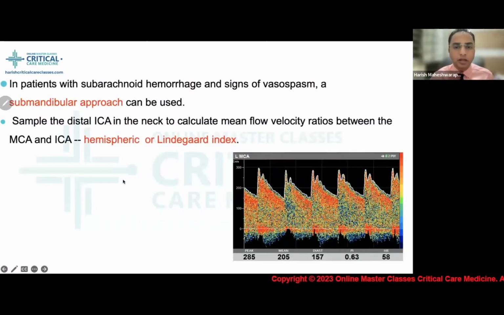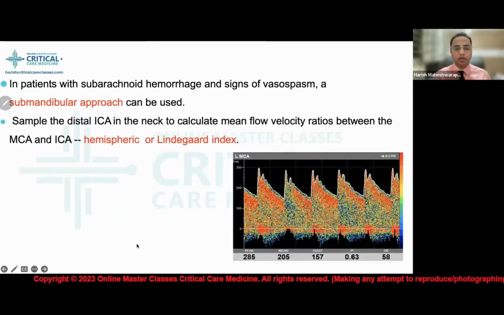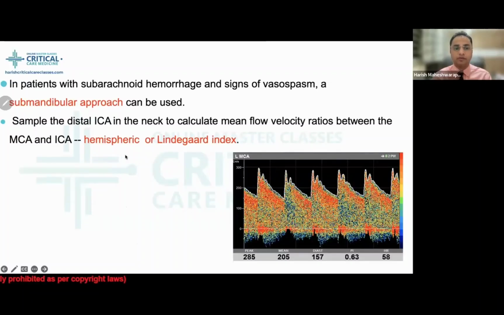In patients with subarachnoid hemorrhage and signs of vasospasm, a submandibular approach can be used, or we can go for the transtemporal route also. The MCA and ICA ratio, that is MCA mean flow velocity divided by the extracranial part of the internal carotid artery, we call the hemispheric or Lindegaard index, Lindegaard ratio.